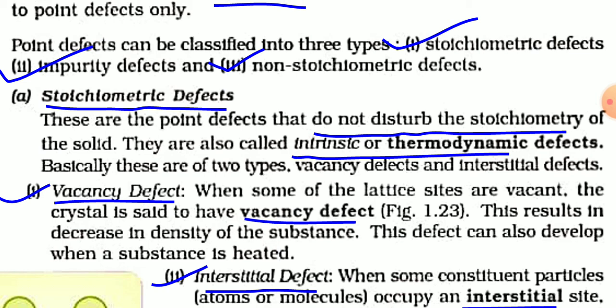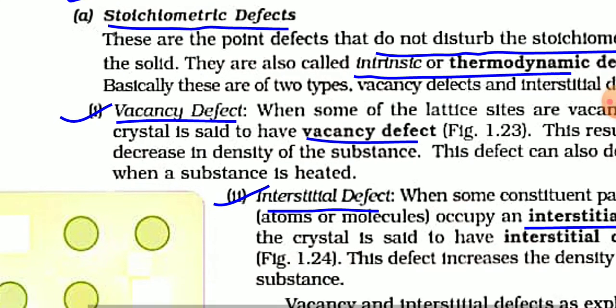They are also called intrinsic or thermodynamic defects. And stoichiometric defects are basically two types. One is vacancy defect and another is interstitial defect. One is vacancy defect, another is interstitial defect. So first, see vacancy defect.